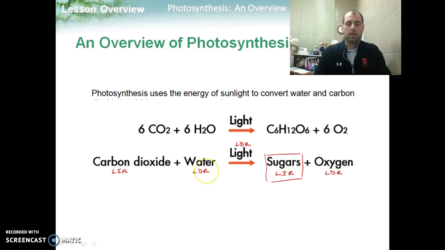All right, so there's an overview of photosynthesis. You need to understand the difference between the light-independent and the light-dependent reactions, what's going in and out, and you need to know this equation right here. 6 carbon dioxides plus 6 water and light yields sugar and 6 oxygen molecules.